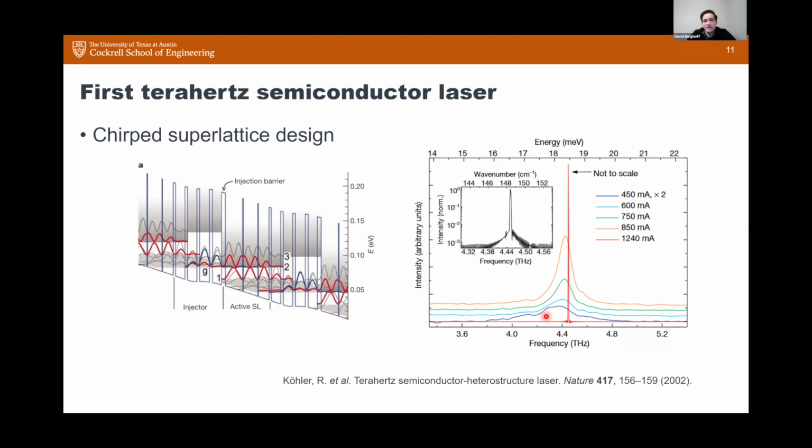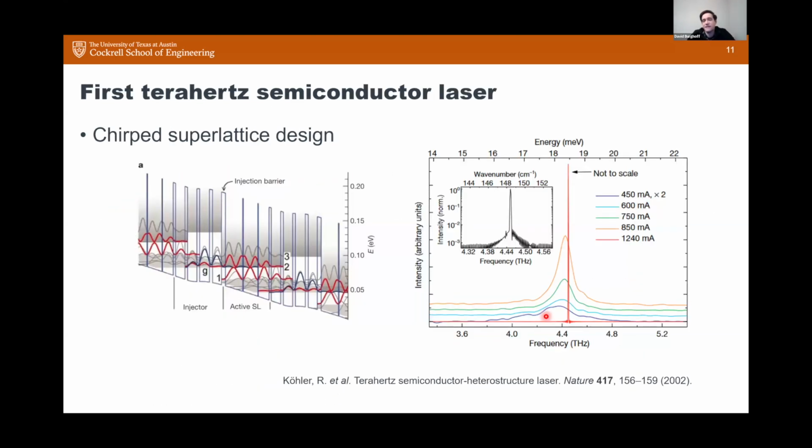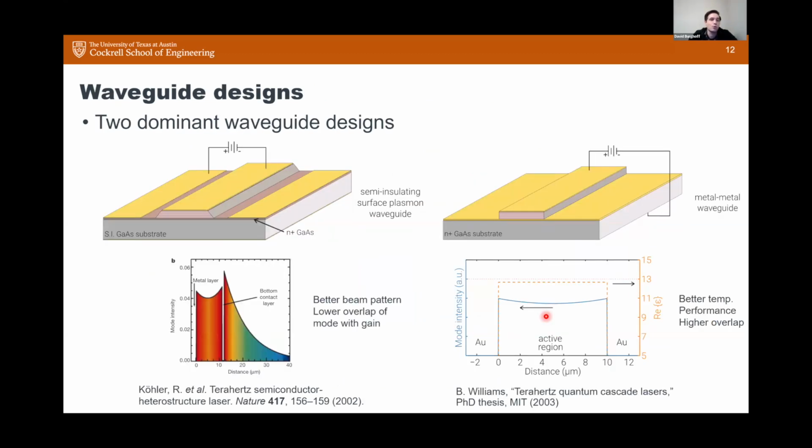So this is the first design. So how did this work? This is the gain medium, but for a laser, you actually have two aspects that you need. You don't just need a gain medium, you also need a cavity that can store the light. And in the terahertz range, you run into other challenges in that regard. So you need a very low loss waveguide that's not going to throw away your light.